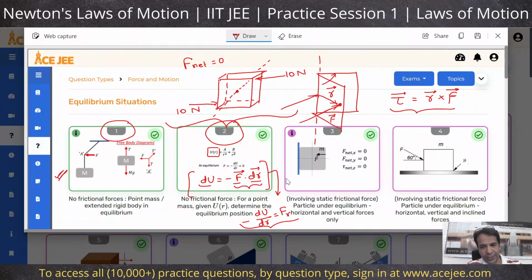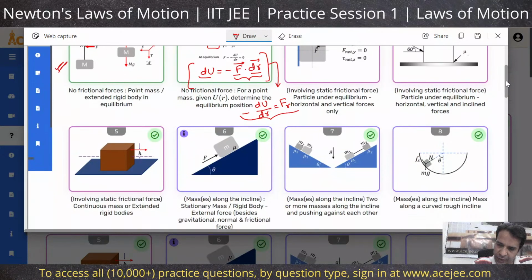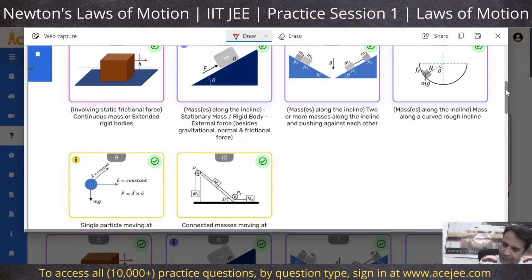Then in the next question type, number 3, we'll be dealing with scenarios involving static frictional force. So what does it mean? That there is no relative motion between the two surfaces, which would have the tendency to slide against each other, but there is no relative velocity. So there is tendency to move, but there is no actual movement. So let's take an example to understand the nuances better.